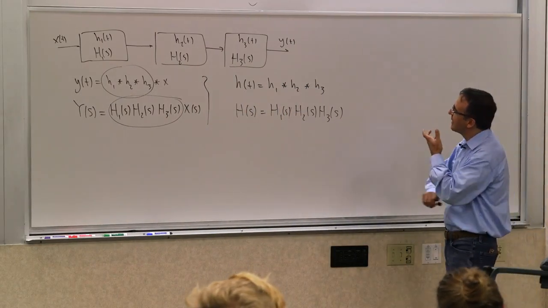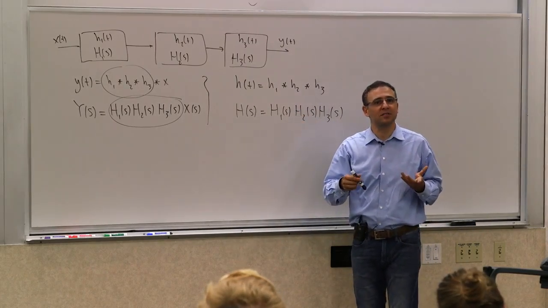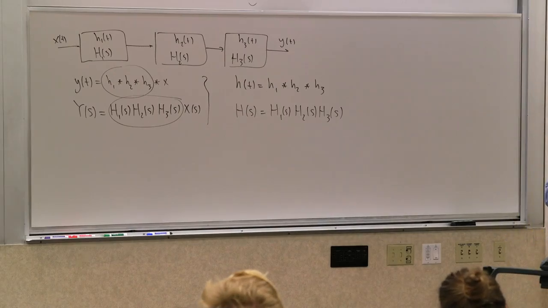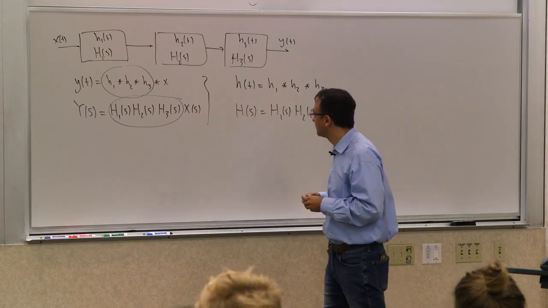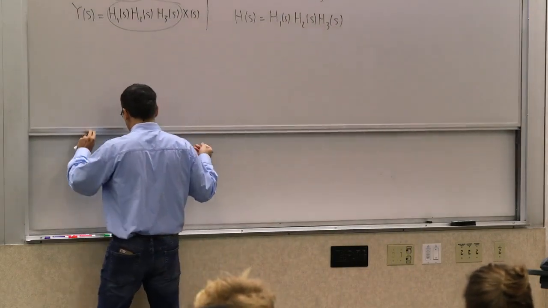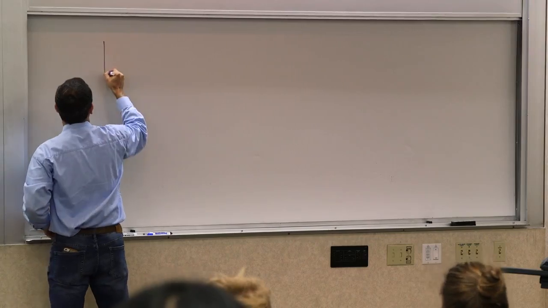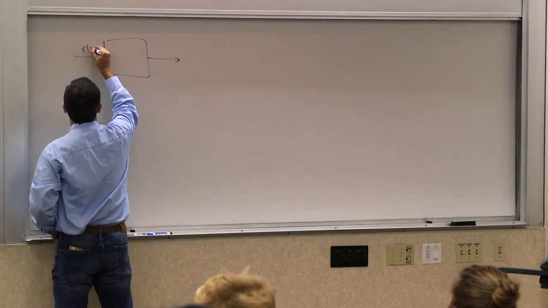Is there a way that we can actually use this concept to characterize systems in such a way that you can characterize them independently and then use that result? And that's called a Bode plot. So what do we mean by Bode plot? Let's start with a picture again. Something that you haven't seen before.